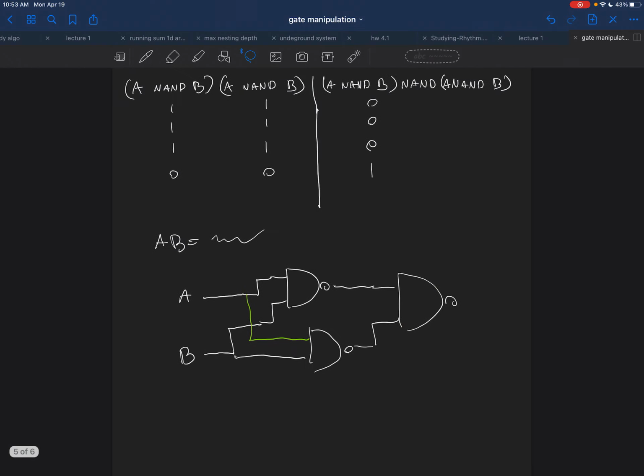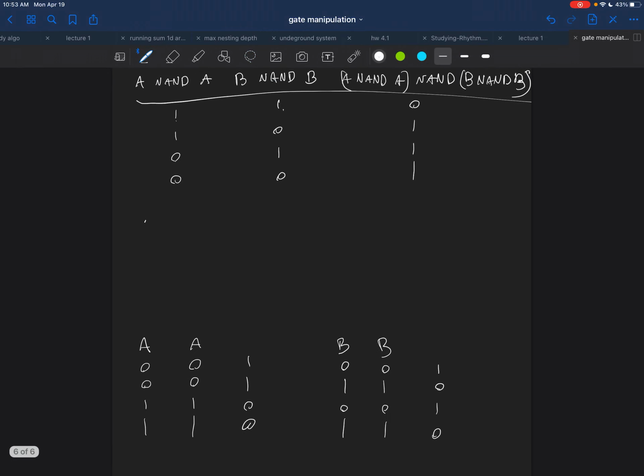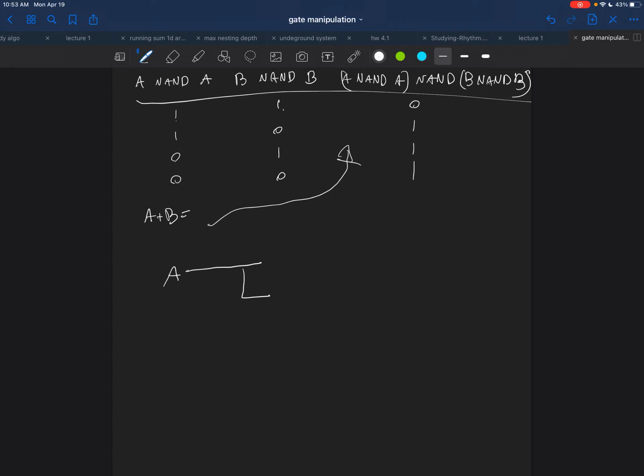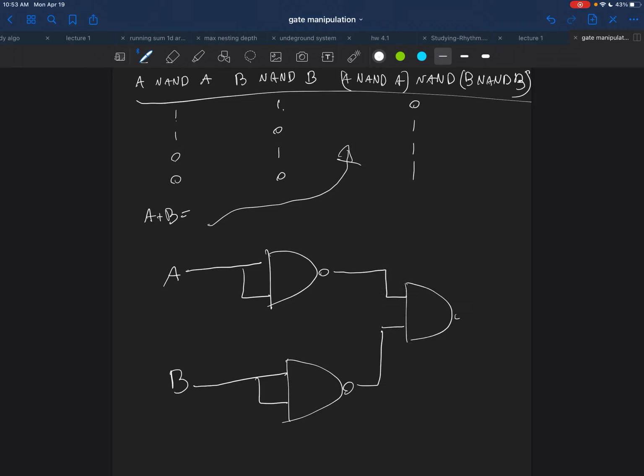So we can say A or B is equal to that. I won't write it out. And let's draw the diagram. A is going to double itself into this NAND gate. B is going to double itself into this NAND gate. And then we're going to have a NAND gate like that. And that's a really, really complicated way of saying A or B.